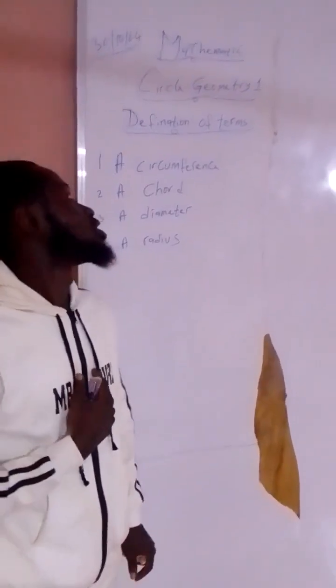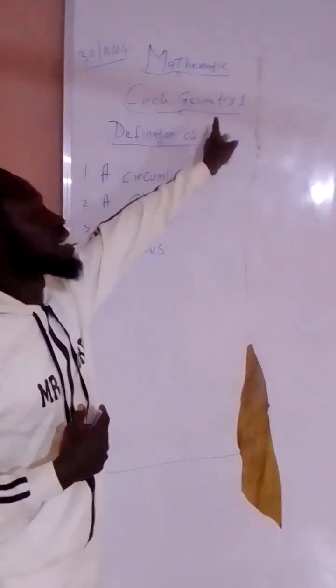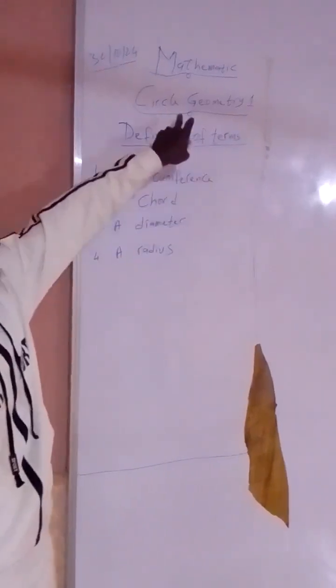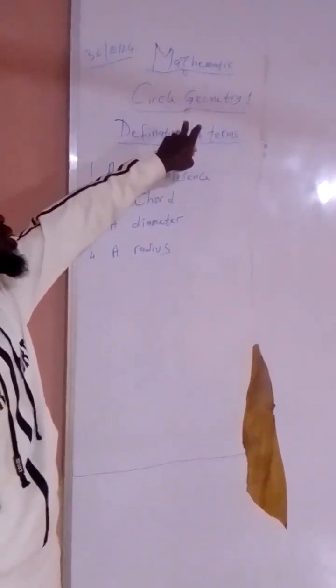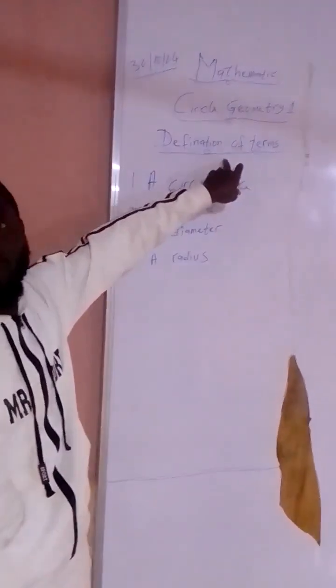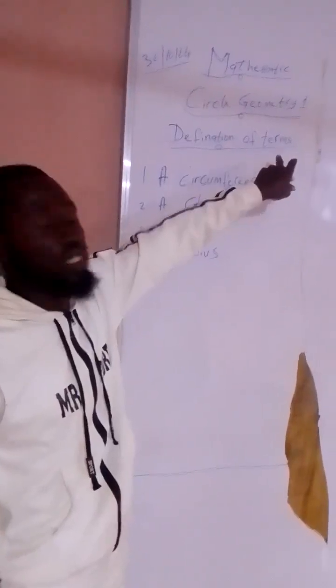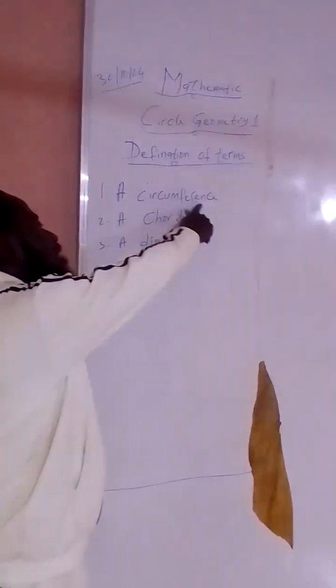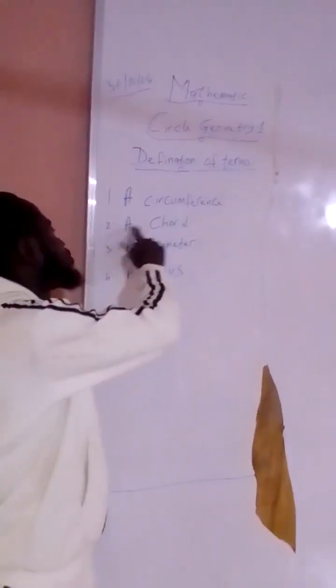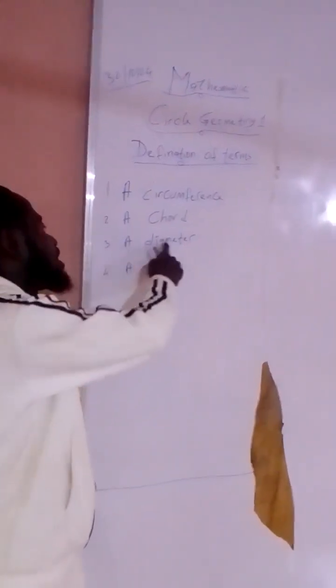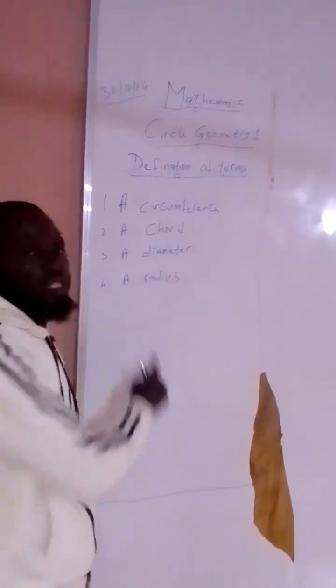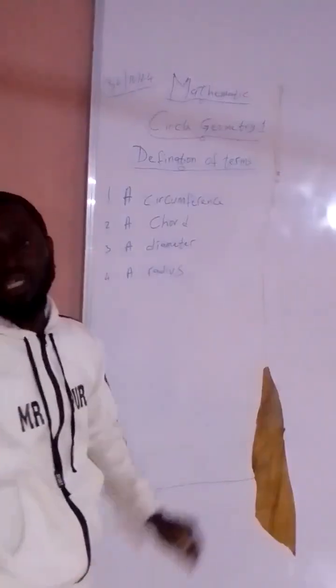I'm here to treat a topic known as circle geometry 1. And the topic before us, which is circle geometry 1, we're going to know some definitions. The definition of terms that I'm going to be talking about today is: 1. The circumference of a circle, 2. A chord, 3. A diameter, and 4. A radius.